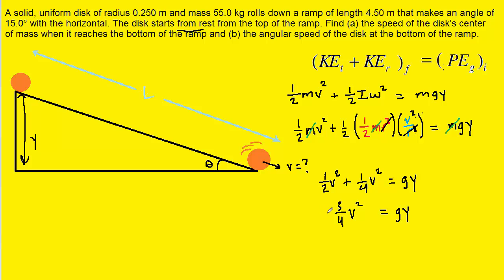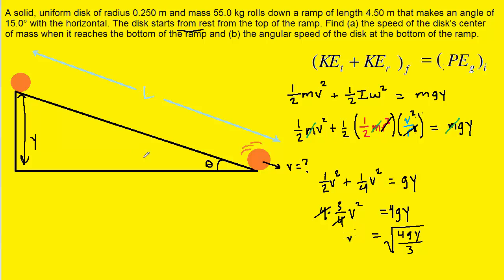We can multiply both sides by 4 so that the 4's cancel here, and then divide both sides by 3. So we'll have 4gy over 3, and then we'll take the square root of both sides, and this will change the v squared into just v. So we've successfully isolated v. We are almost ready to plug in the known values. We know g is 9.8, but we don't know the height y yet.